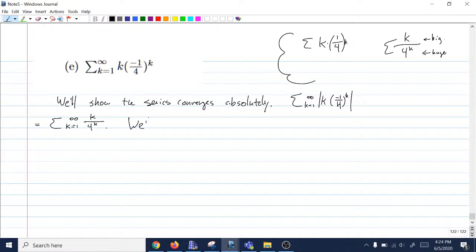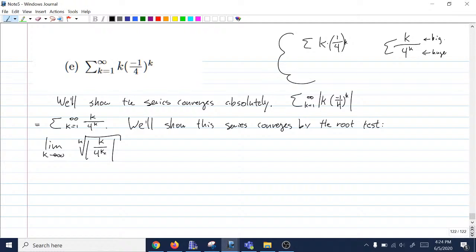We'll show this series converges by the root test. I want to take the limit as k goes to infinity of the kth root of the absolute value of k over 4 to the k. Actually, you know what? The way the root test is stated, it sticks the absolute values on there. I guess I can really cut all this stuff. We show that the series converges absolutely by the root test. That works just as well.